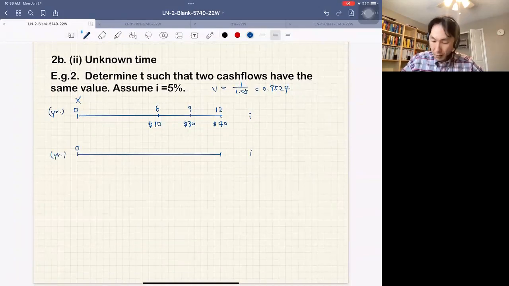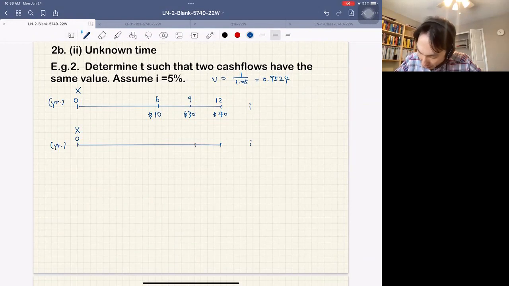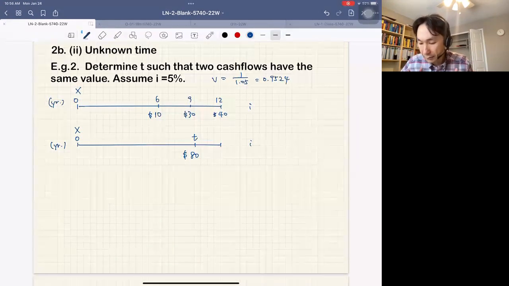The unit is year. And another person has the same amount X, but he withdraws money at time T as a lump sum, and we have an amount of $80. In both time diagrams the funds are depleted, so after the last withdrawal, the balance becomes 0. And what is T?